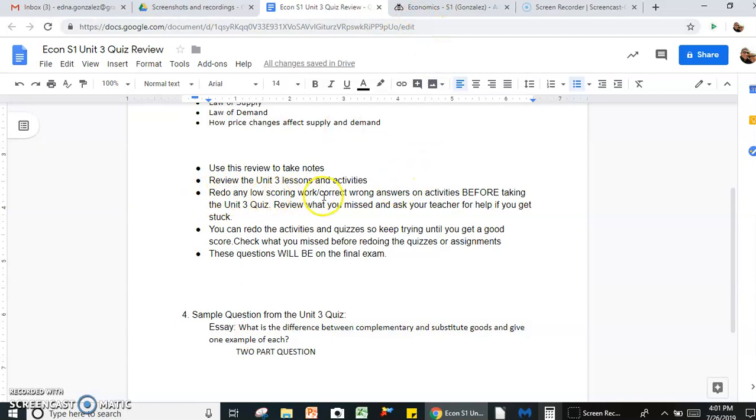Redo any low-scoring work, and I recommend redoing anything below a 60% because if you're scoring below 60, it means that you are not mastering the objectives, which means that you're going to have a hard time moving forward in this class or even passing the final exam. So redo any low-scoring work. Check your answers on those activities before taking the Unit 3 quiz. So go back and look at what you missed. Review what you missed and ask your teacher for help if you get stuck.